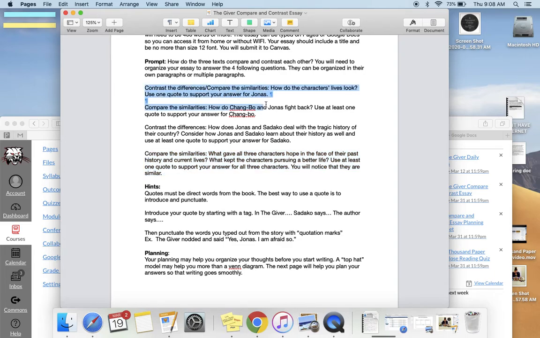In this first paragraph, where I want a quote from the book The Giver, you'll have to either copy and paste or type it out. Same thing here. For this second paragraph, I need one quote to support our answer for Changbo. That's going to come from Nothing to Envy. This one is going to come from A Thousand Paper Cranes. And for the last one, I'll need one for each. So, in total, 1, 2, 3, 4, 5, 6. I will need 6 quotes for your essay. 6 quotes means 6 things directly from the book.